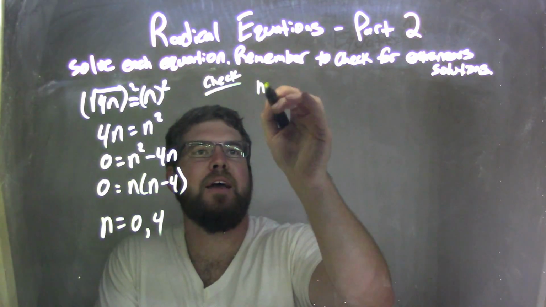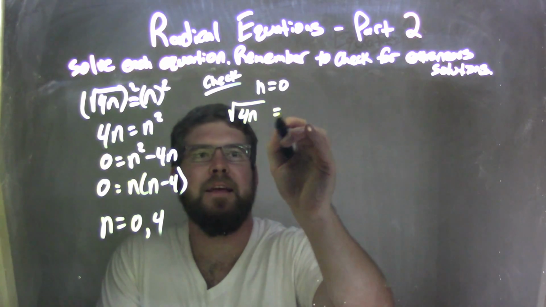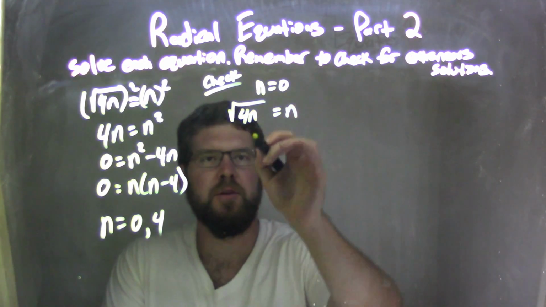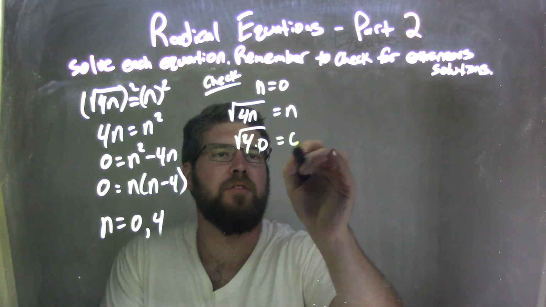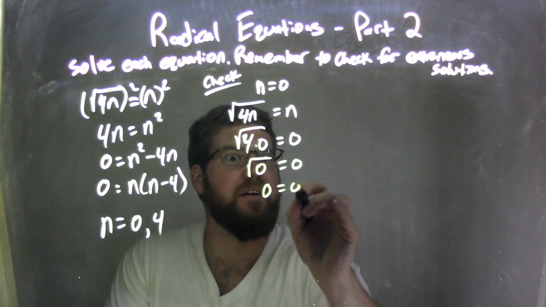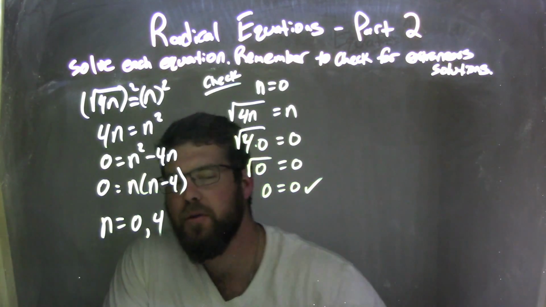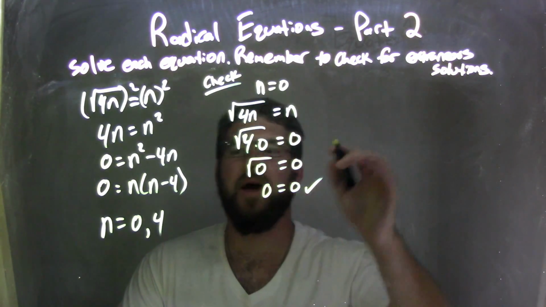What's the first one, with n equals 0? My equation, the square root of 4n equals n. Let's plug 0 in for n. So I have the square root of 4 times 0 equals 0. 4 times 0 is 0. Fantastic. 0 does, in fact, equal 0, right? The square root of 0 is 0. Good. So 0 is a true solution. Not extraneous.